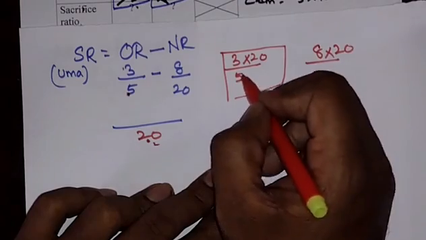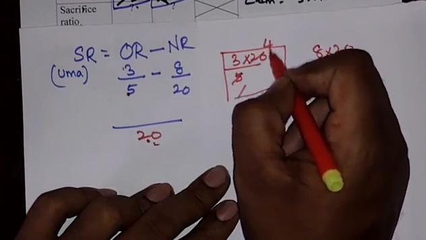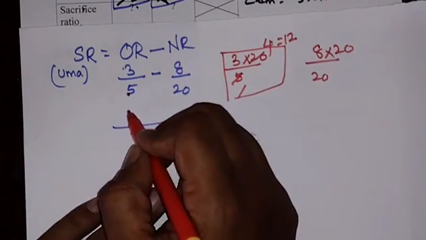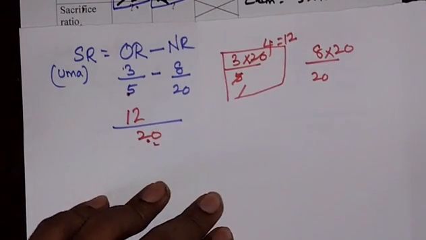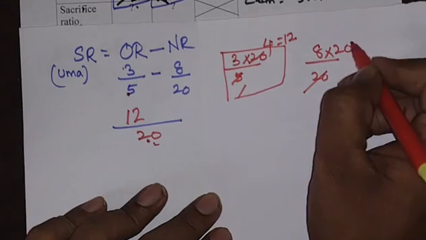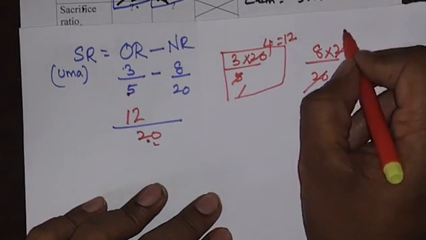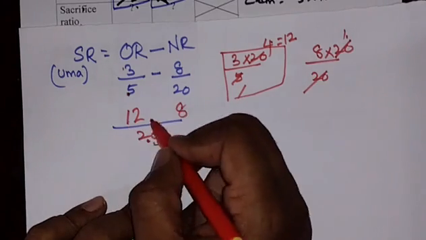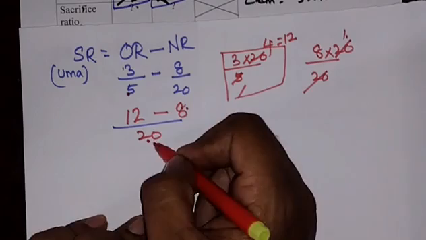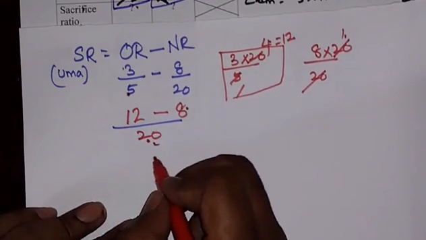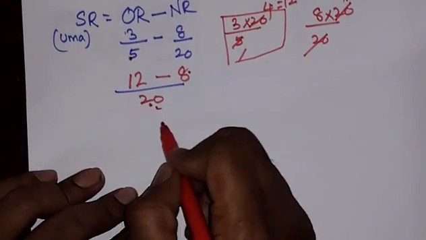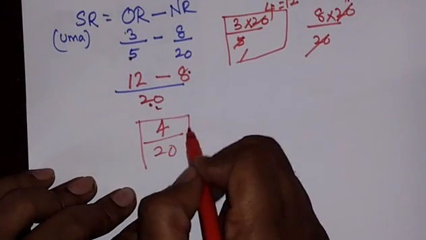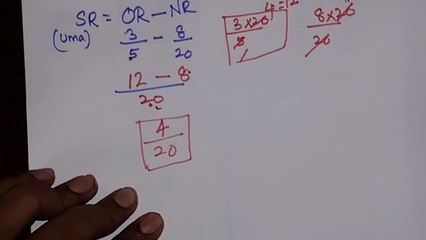Now what happens? 5 ones are 5, 5 fours are 20, 4 threes are 12. That 12 will appear for the first one, and for the second one this 20 and 20 will get cancelled, remaining 8. So therefore 12 minus 8 divided by 20. 12 minus 8 is 4. 4 by 20 is the answer for Uma.